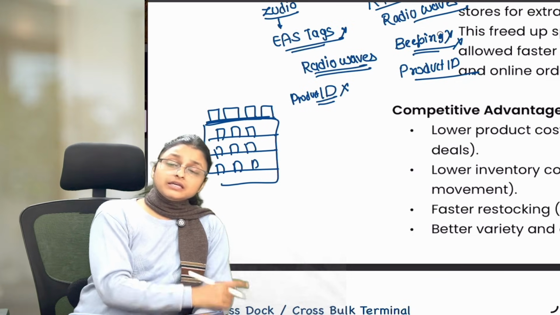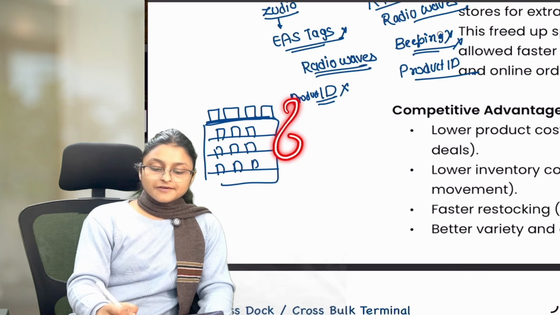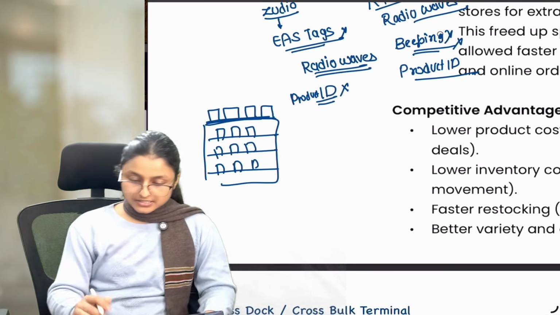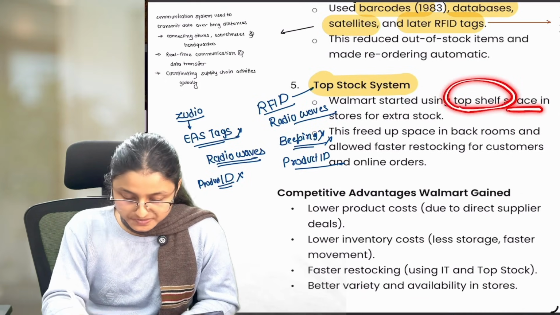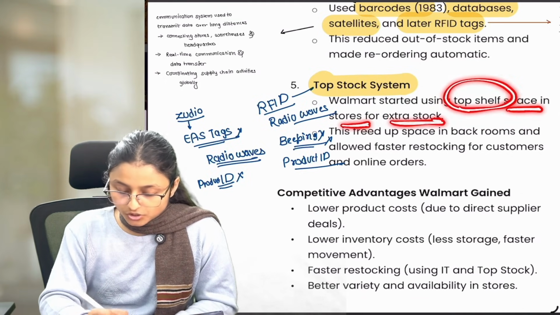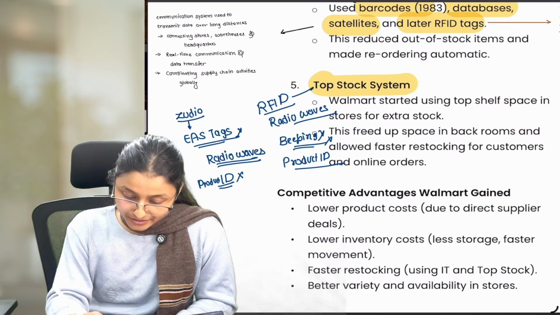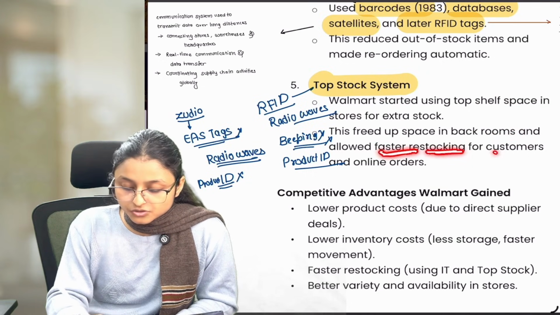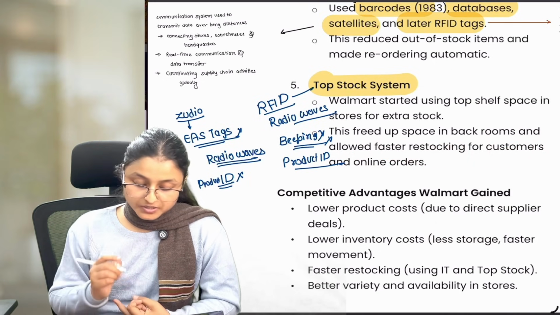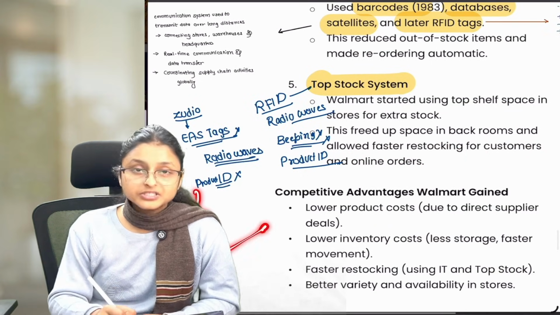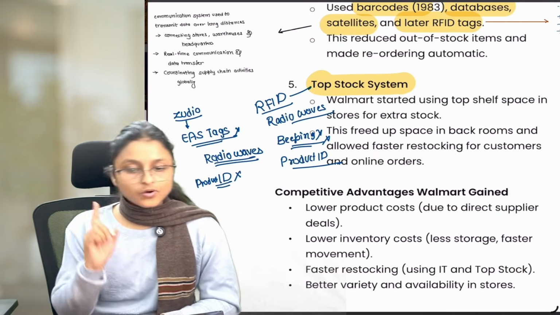Nothing is there in any other room which is not seen by the customer. Everything is stored in the store itself, right? See, Walmart started using top shelf space in stores for extra stock. This freed up space in back rooms. There is no need of making any back rooms, and it allowed faster restocking for customers and online orders. All the orders from the customers and online are taken directly from here, so that we can see what all things we have and in what quantity.